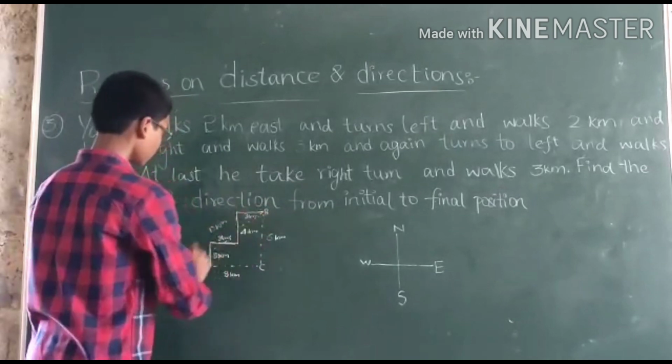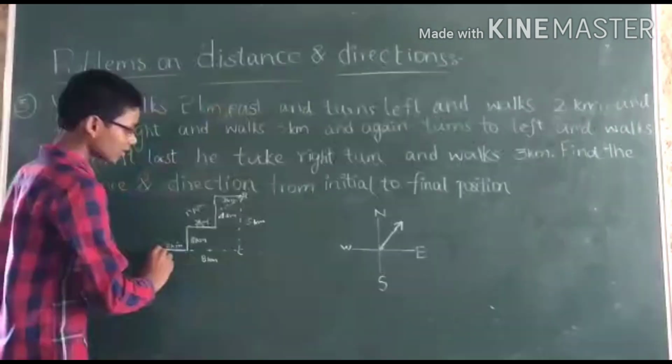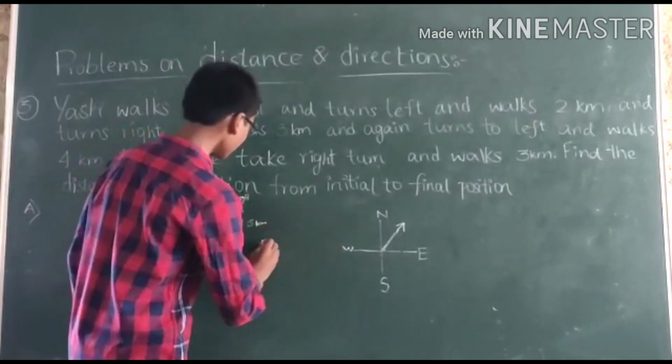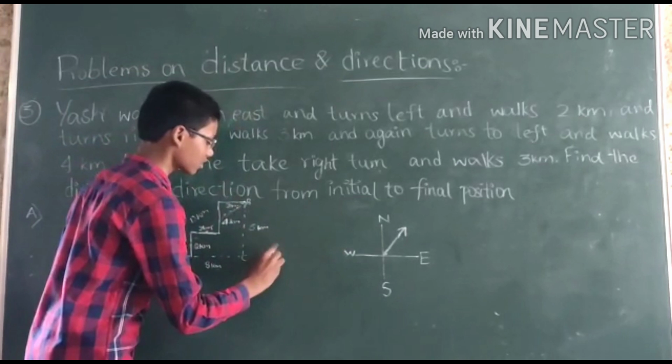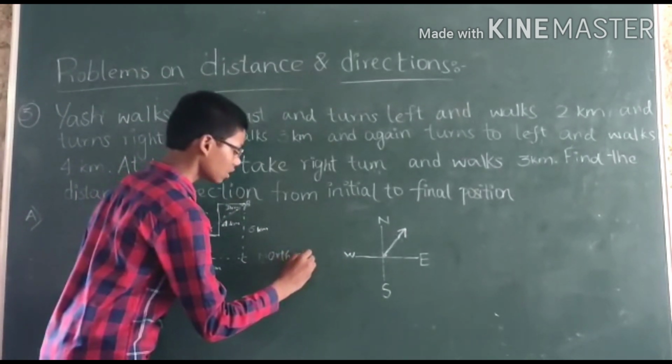The direction is from initial position, he is going like this. He is going from point A to point B in northeast direction. So the direction is northeast.